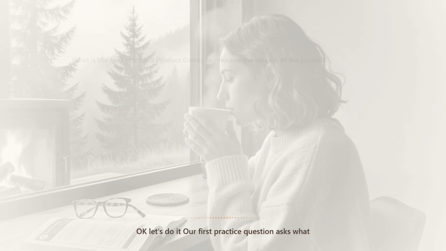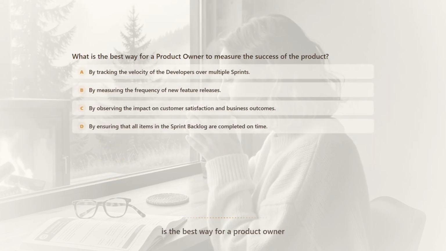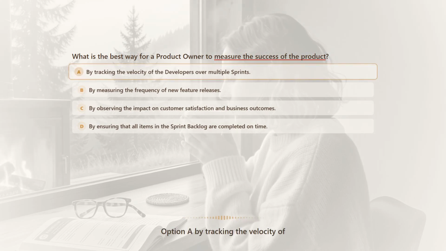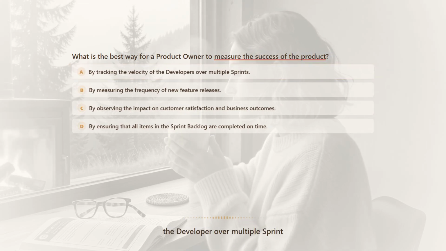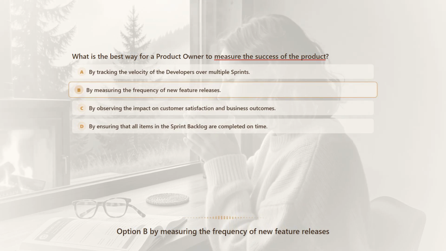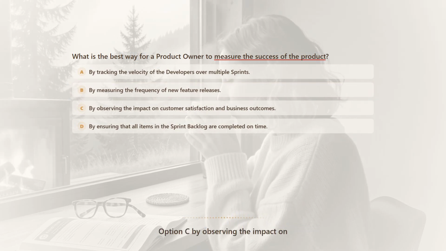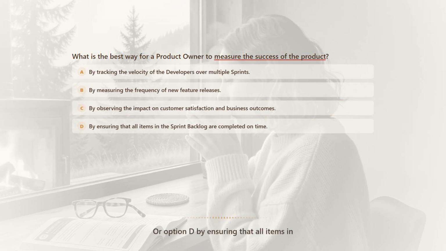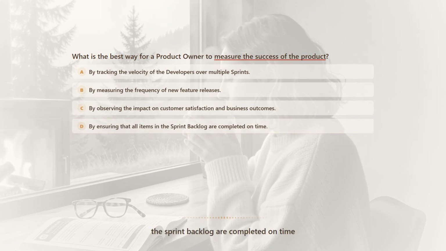Okay, let's do it. Our first practice question asks, what is the best way for a product owner to measure the success of the product? Let's hear the options. Option A, by tracking the velocity of the developers over multiple sprints. Option B, by measuring the frequency of new feature releases. Option C, by observing the impact on customer satisfaction and business outcomes. Or option D, by ensuring that all items in the sprint backlog are completed on time.